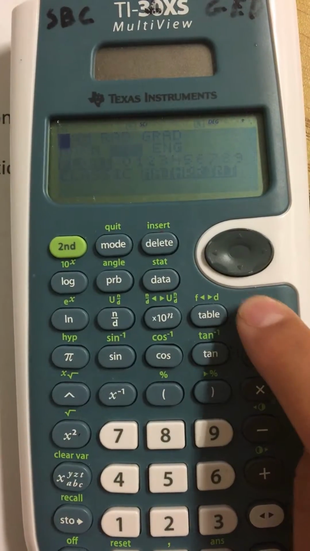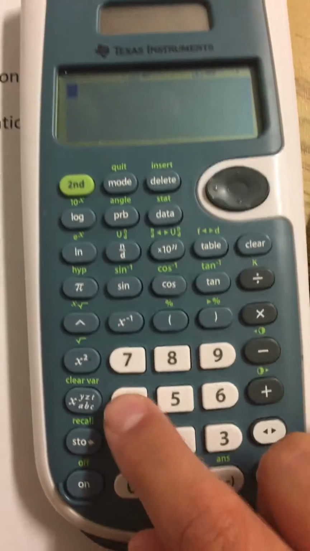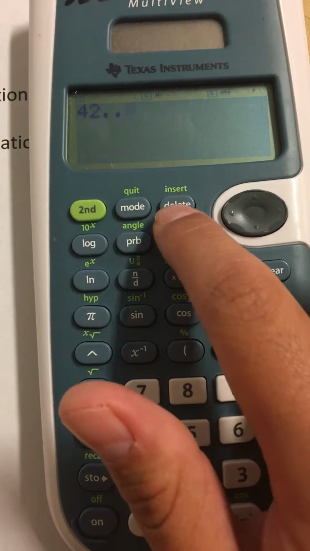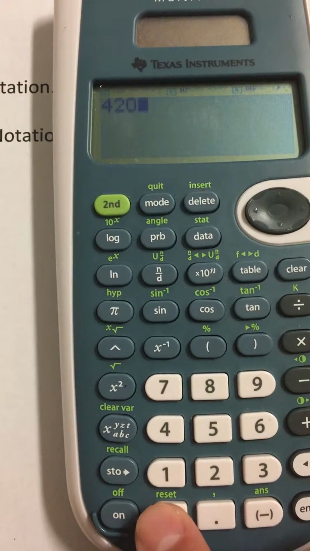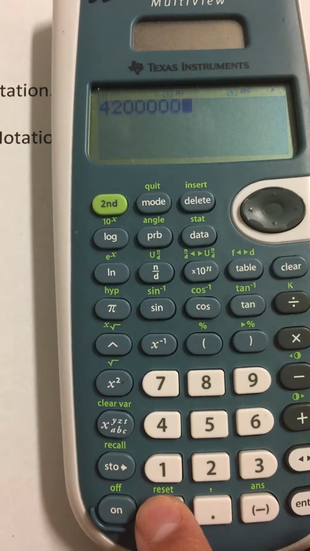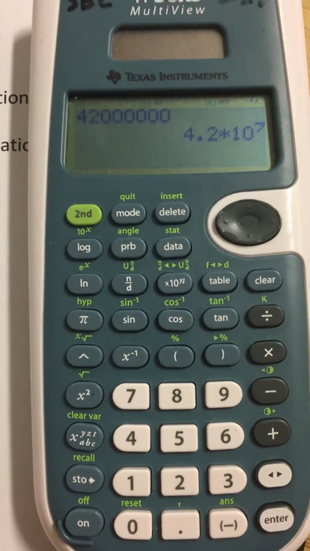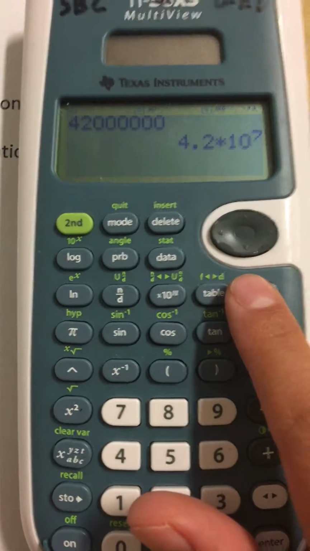So we can go ahead and clear this. So if we just enter in that number, then we can go ahead and delete that if we need to. 1, 2, 3. And if we push enter, it'll change it into scientific notation for us. We can go ahead and put clear.